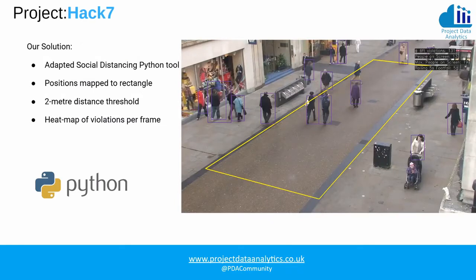Again, our solution uses an adapted social distancing tool written in Python. And this uses machine learning to detect the locations of people in a video. The source code for this is available in our references at the end from GitHub. The locations of people were mapped to a bird's eye view, which allowed us to see when and where people were within the distance threshold. And we were then able to produce a heat map from this showing the hotspots in the image where social distancing was most often violated.